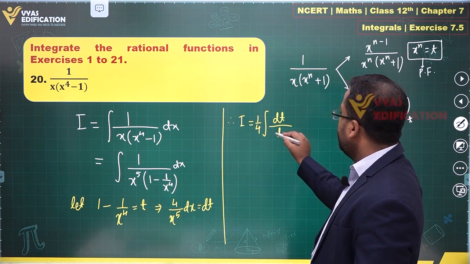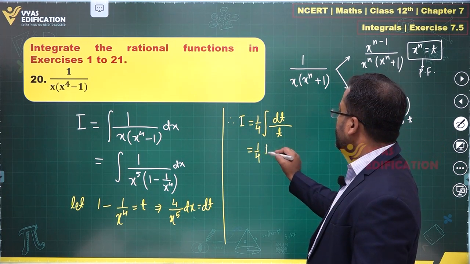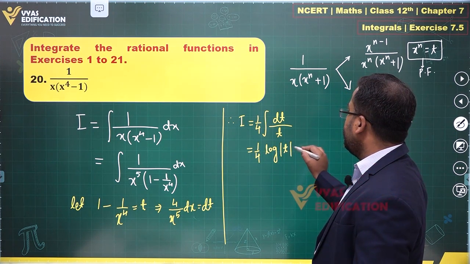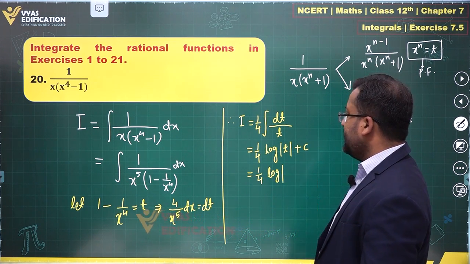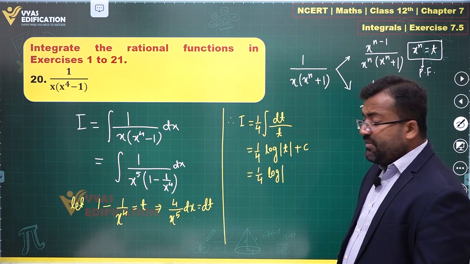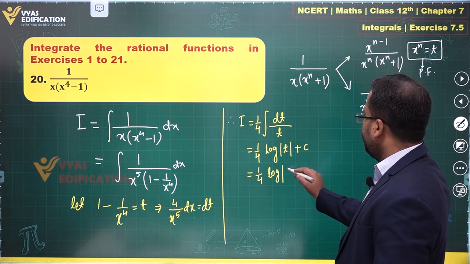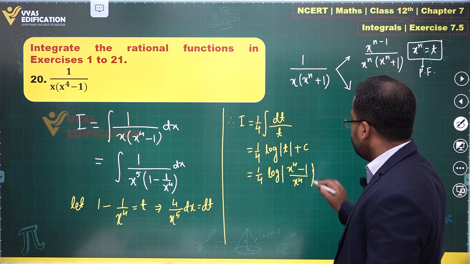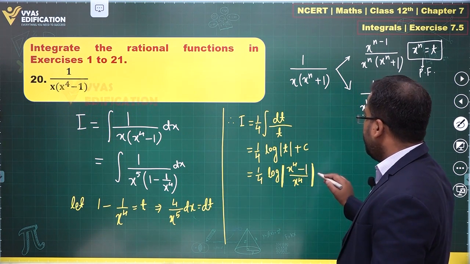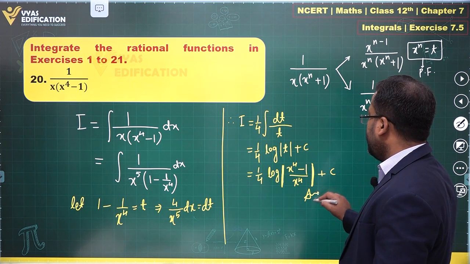So the integral will become 1 by 4 log modulus t plus constant. T is 1 minus 1 upon x power 4, which can be written as x power 4 minus 1 upon x power 4. This is the expression that you have, plus constant, and that is my required answer for this question.